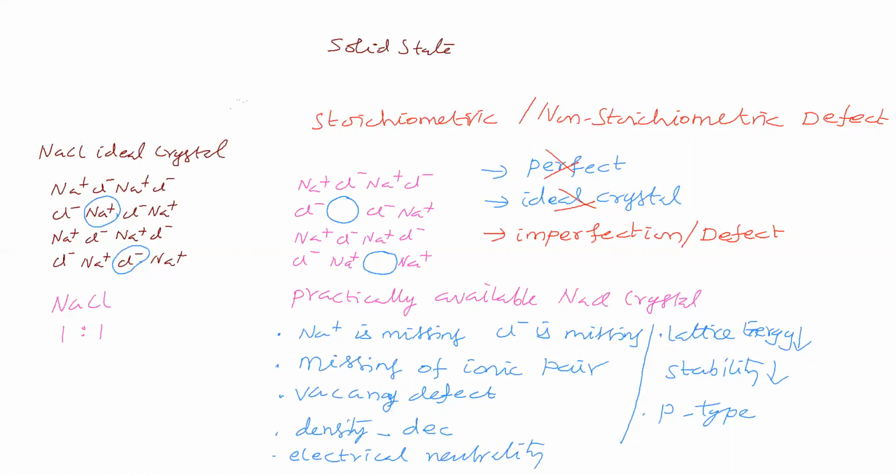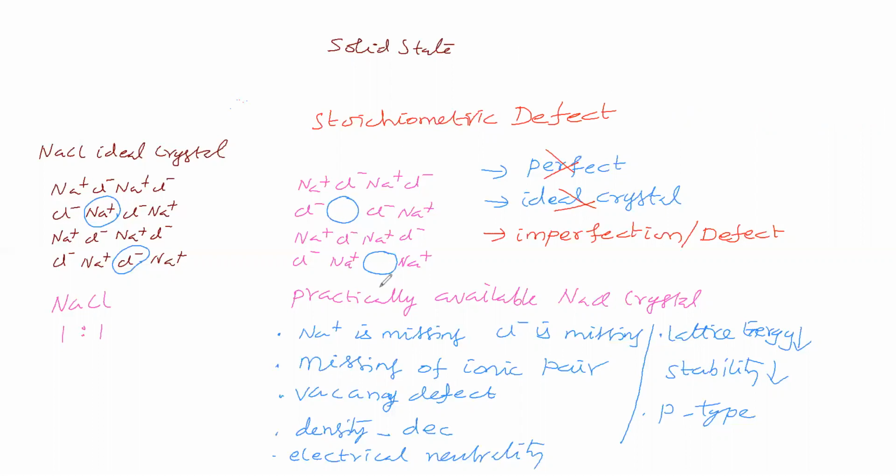So, this crystal is coming under which category? This is coming under a stoichiometric crystal. Therefore, it is having a stoichiometric defect, we can say.